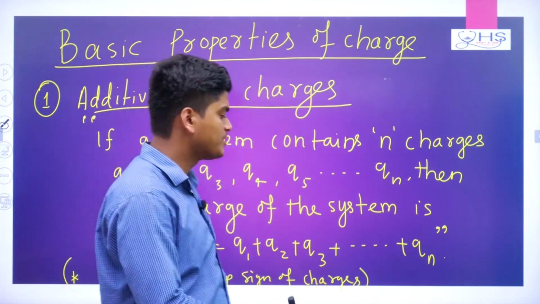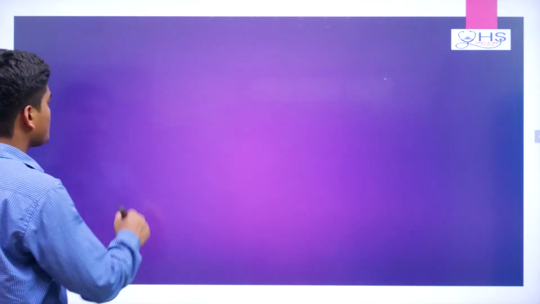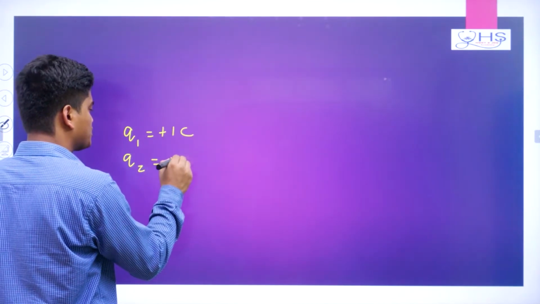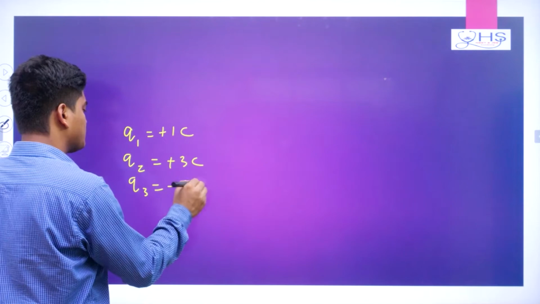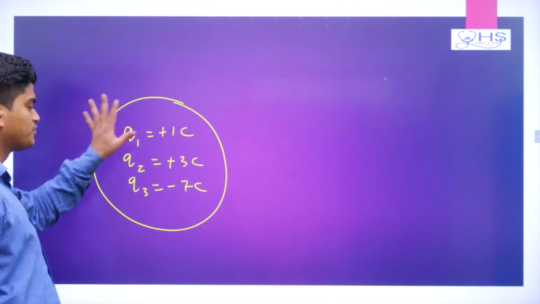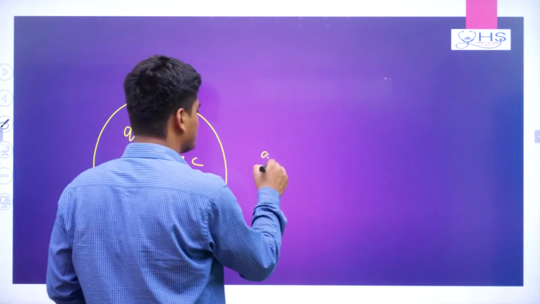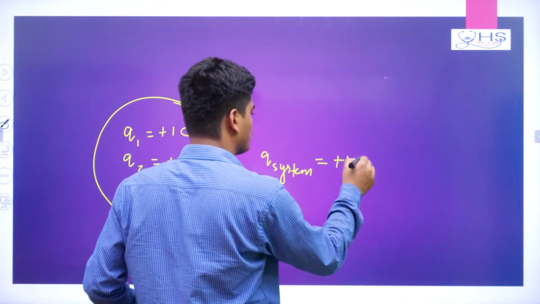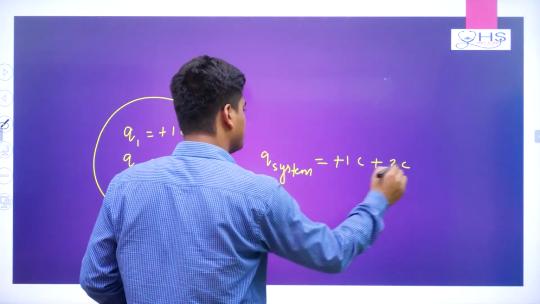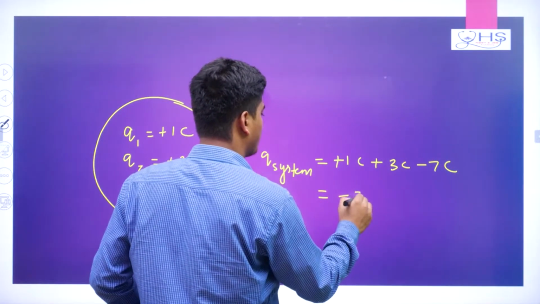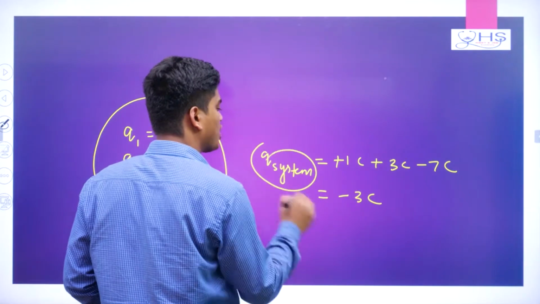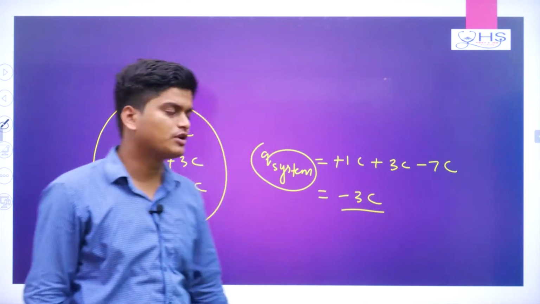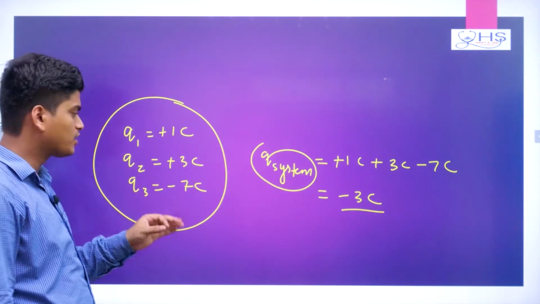For example, suppose q1 is plus 1 coulomb, q2 is plus 3 coulomb, q3 is minus 7 coulomb. Suppose a system has these 3 charges. Then what is the total charge of the system? It is simply the addition: plus 1 coulomb plus 3 coulomb, and here it is minus 7 coulomb. So it comes to minus 3 coulomb. Simply, plus 3 plus 1 is plus 4, and minus 7 means minus 3 will come. So the total charge of the system is the total addition.